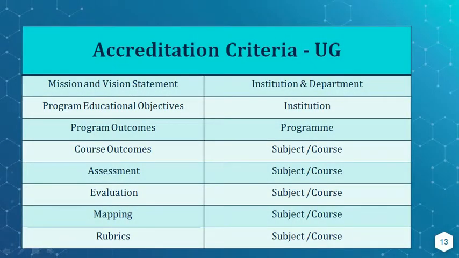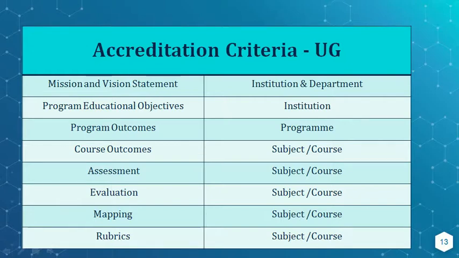Now, when it comes to the accreditation criteria, how will it be defined? For the mission and vision statement, an institution will have a vision, and to achieve the vision, different mission statements will be there for the institution. In alignment with the institutional vision and mission, we should also have a department vision and mission for each department, which are considered for the accreditation. So that will be in alignment with the institutional mission and vision.